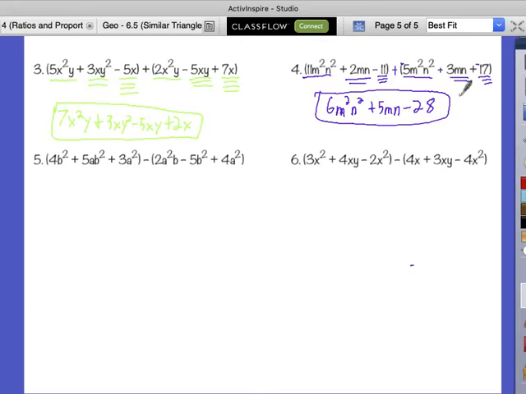Okay, number 5. This one looked pretty similar to number 3. Kind of easy. Okay, let's try number 5. If you have it or have questions, raise your hand.